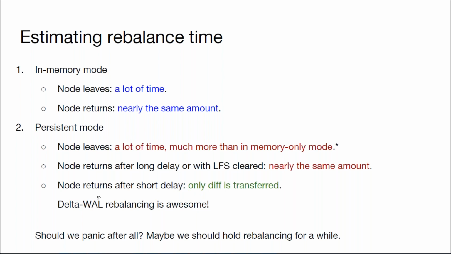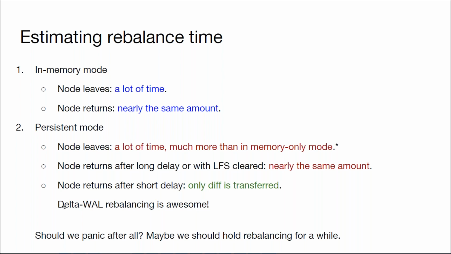We have such a thing as write-ahead log when we use persistent mode, and we can just replay the write-ahead log on the alive nodes and transfer to the new nodes only the delta for the time that the node was actually missing. So if a node was missing for, for example, 20 minutes and there were only a little amount of updates, the rebalancing will be nearly instant. You will only have to transfer the little delta.